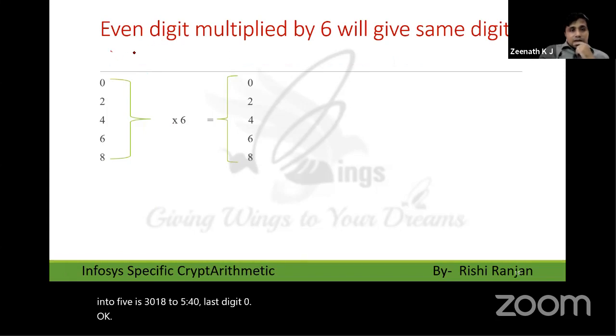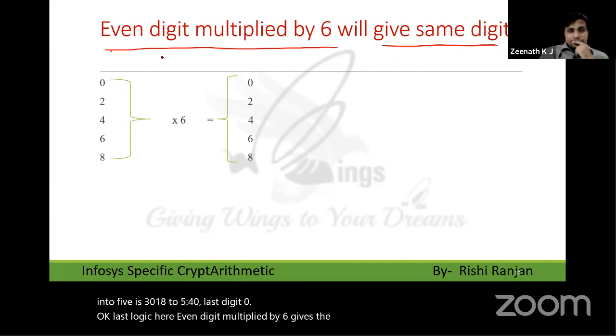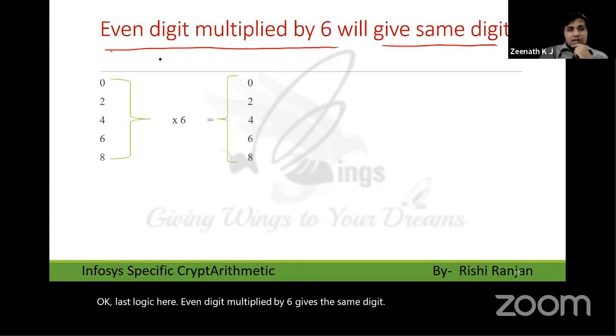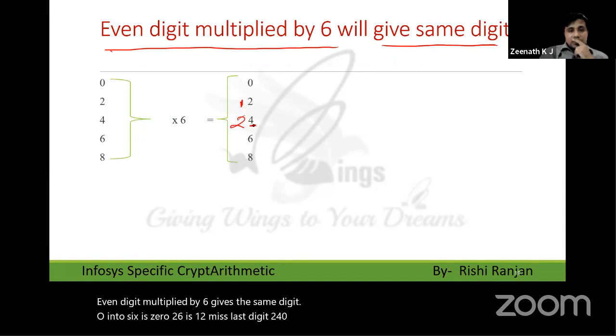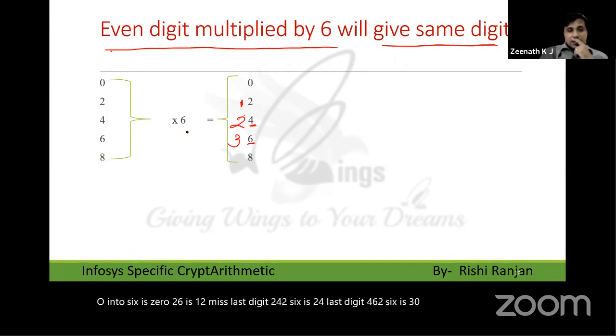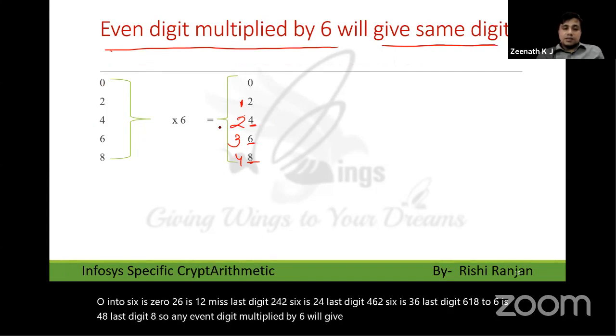Okay, last logic here. Even digit multiplied by 6 gives the same digit. 0 into 6 is 0. 2 into 6 is 12, means last digit 2. 4 into 6 is 24, last digit 4. 6 into 6 is 36, last digit 6. 8 into 6 is 48, last digit 8. So any even digit multiplied by 6 will give the same digit as the last digit.